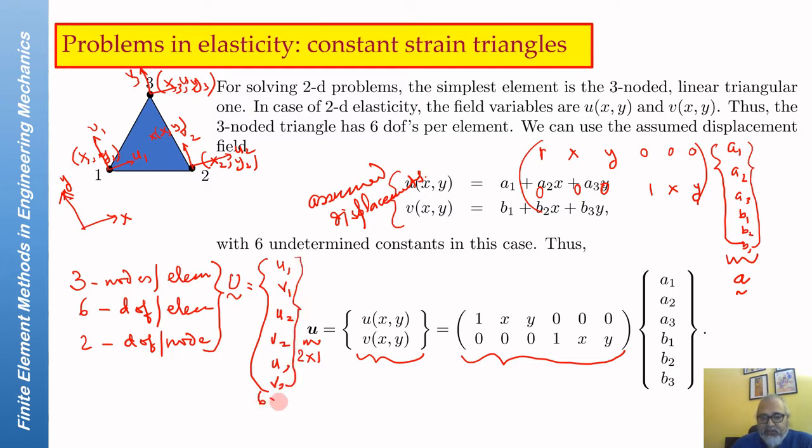So this is 6 cross 1. This is a vector of nodal displacements, or nodal degree of freedom values, that we are supposed to determine. Now, having defined this, we can use this equation to find u1, v1, u2, v2, u3, v3 in the usual way that we have done for 1D elements.